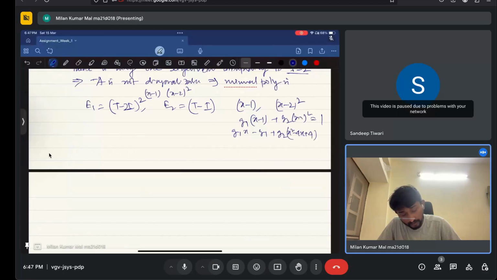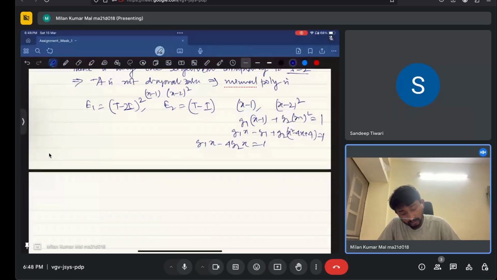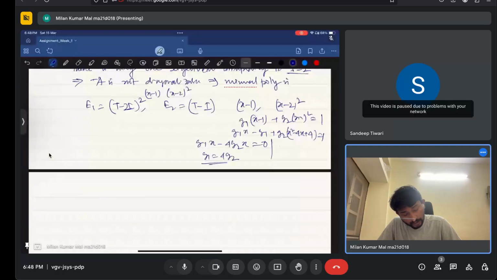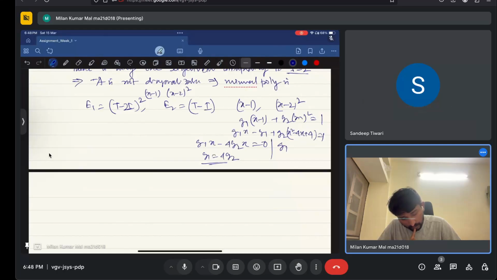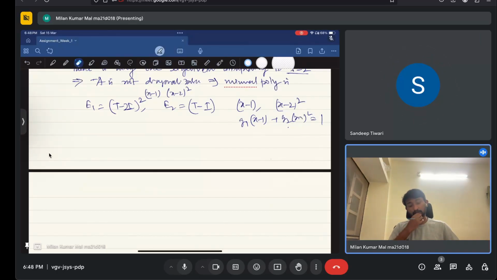So what will we get? g1 x minus 4 g2 x, this should be 0. So g1 is equal to 4 g2, this is one way. And the other fact is that g1 as a polynomial... no, not this way. g1 (x minus 1) plus g2 (x minus 2) squared is equal to identity.